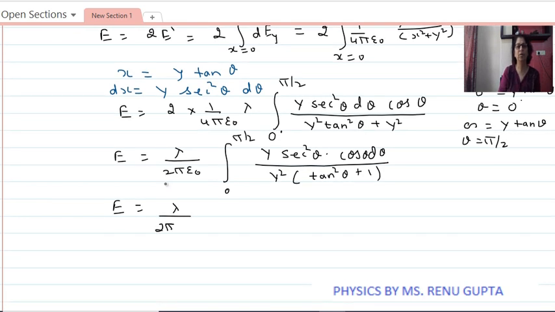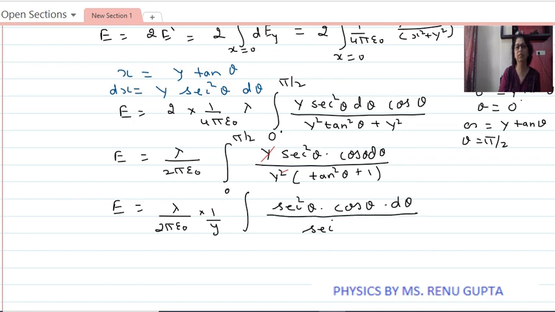So E is equal to lambda upon 2 pi epsilon 0. For this requirement our y is also constant, so one y gets cancelled, so I also take 1 upon y outside the integration of secant square theta into cos theta into d theta divided by secant square theta. Limits are from 0 to pi by 2. Secant square theta also gets cancelled. Therefore, E is equal to lambda upon 2 pi epsilon 0 into 1 upon y.